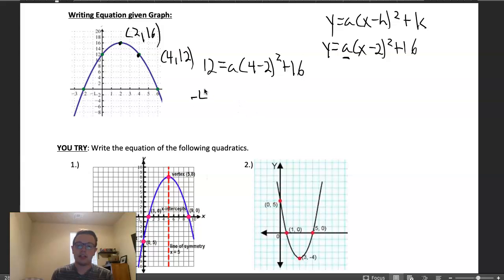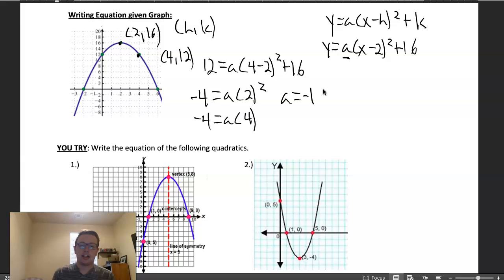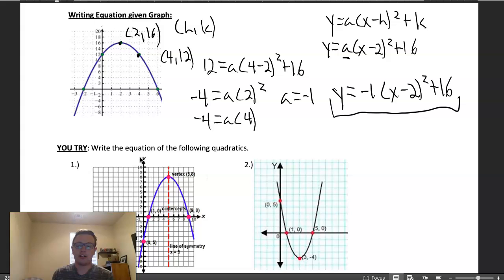Or this will become minus 4 is equal to a times 2 squared. Minus 4 is equal to a times 4, or a is equal to minus 1. So we got h and k from our vertex. We got a from substituting in a second point. And our final equation will substitute both of these in. So y will be equal to minus 1 times x minus 2 squared plus 16. And that will be our answer.